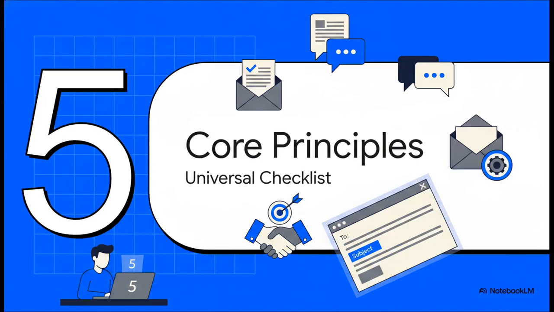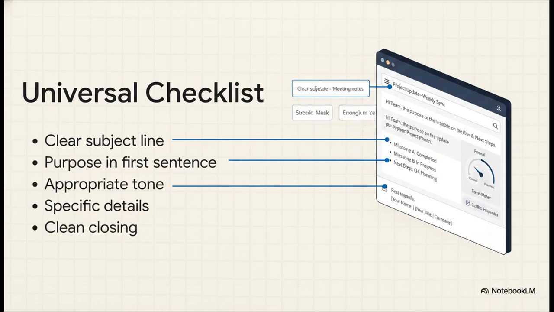And finally, Section 5. 5 core email principles. This is your universal checklist. Everything we have talked about today, from basic requests all the way to apologies, is governed by these 5 overarching rules. 1. Always have a clear subject line. Tell the reader exactly what the email is about before they even click open.